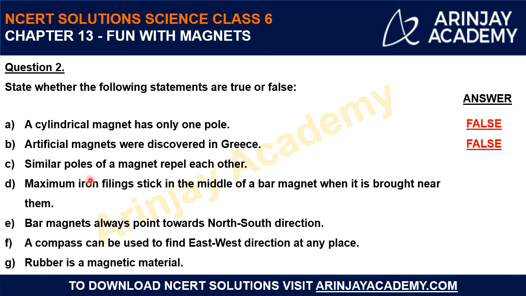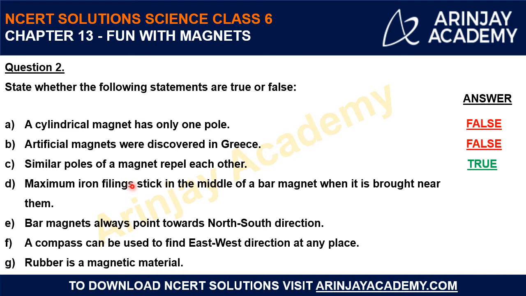Then, similar poles of a magnet repel each other. So you know that if you bring the north poles of two magnets together, they will repel each other, and similarly for the south poles. So therefore you can say that like poles repel each other. So therefore this is true.